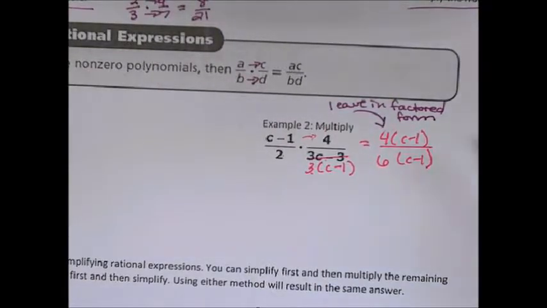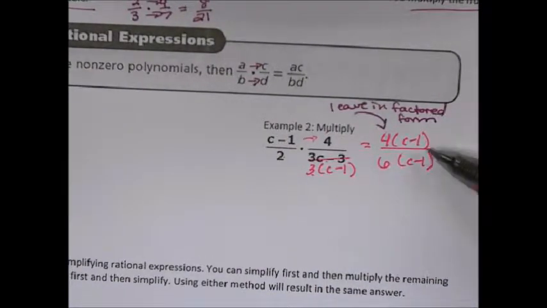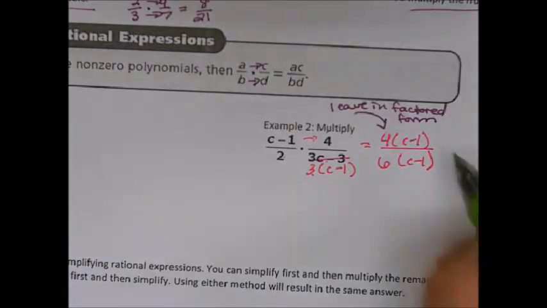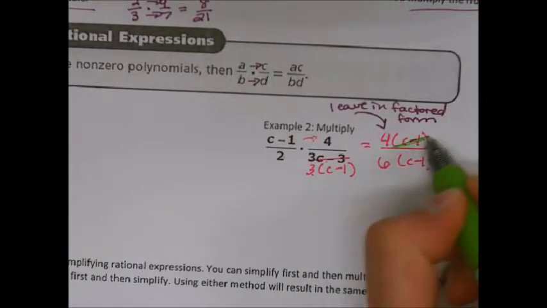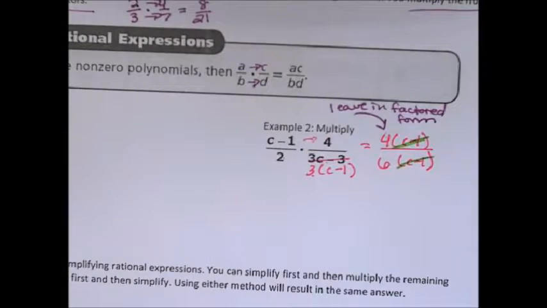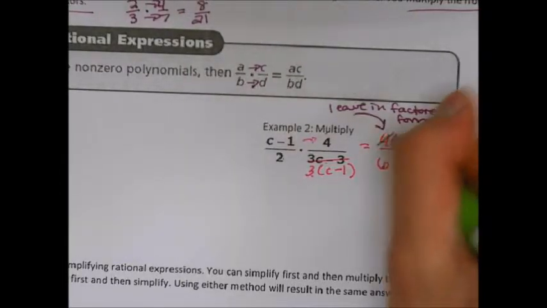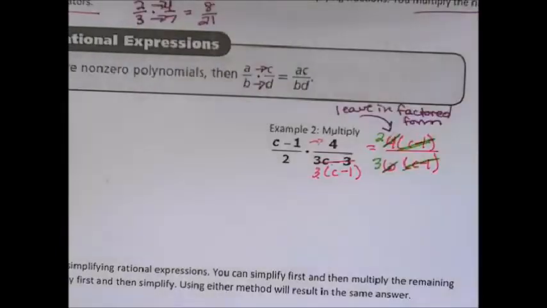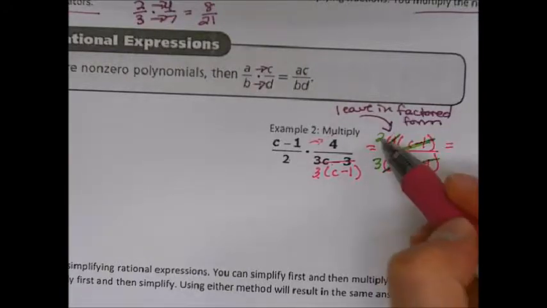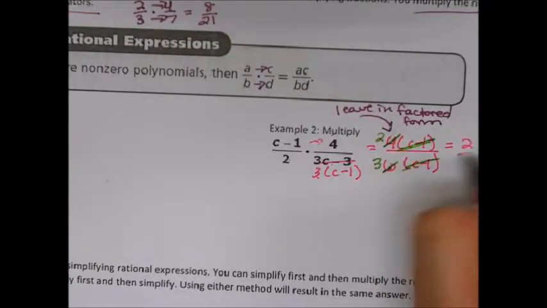Now the reason I left it in factored form is I noticed that I have a c minus 1 on the top and on the bottom. So I can divide those out. They divide and equal 1. For the 4 over 6, I can divide those both by 2. So 4 divided by 2 is 2, 6 divided by 2 is 3. So I'm left over after I simplified with 2 over 3.